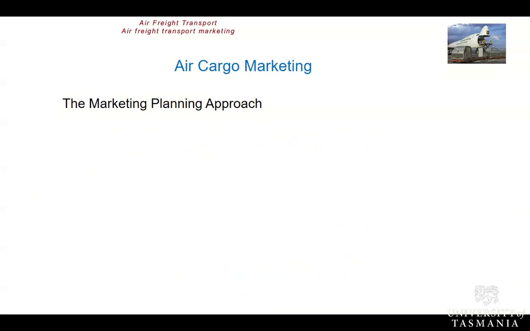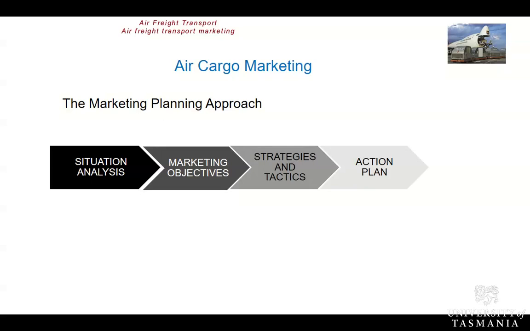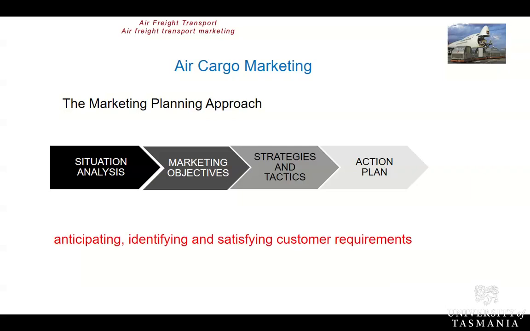So the approach we're going to take today is a planning approach to marketing. There's 3 main areas: a situation analysis, marketing objectives, and strategies and tactics. So we're going to focus individually on each of those 3 areas. Each of those areas in some ways actually relate to this idea of anticipating, identifying, satisfying. So the situation analysis is about anticipating, the marketing objectives are about identifying, and strategies and tactics are about satisfying.